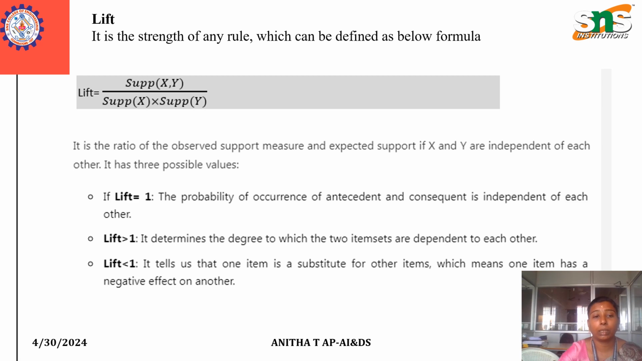Next, coming to lift, it is the strength of any rule, which can be defined by the below formula. Lift is equal to support of X comma Y divided by support of X, that is item set, into support of Y. It is the ratio of observed support to expected support if X and Y are independent of each other. It has three possible values. If lift is equal to 1, the probability of occurrence of antecedent and consequent is independent of each other. If lift is greater than 1, it determines the degree to which the two items are dependent on each other. If lift is less than 1, it tells us one item is a substitute for other items, which means one item has a negative effect on the other.